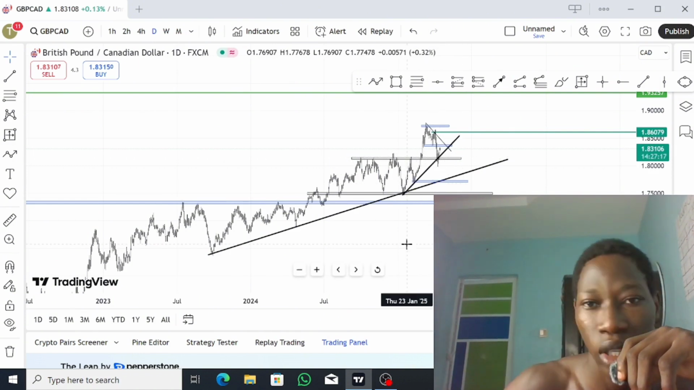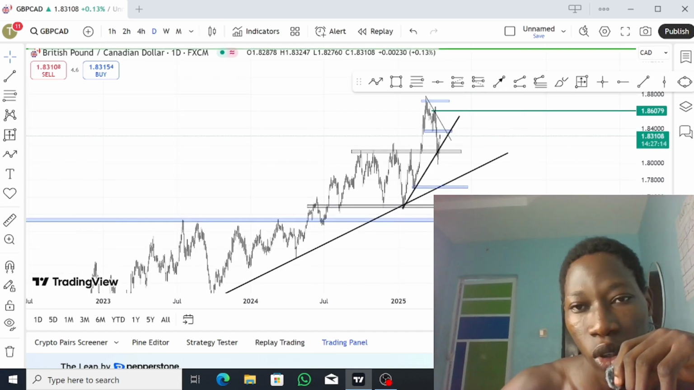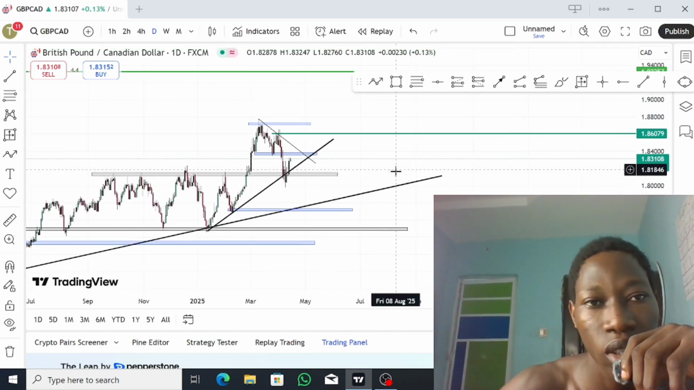So what I trade is pure price action. I do not use any form of indicator or anything, right? The indicators I use are all these Fibonacci retracements and all that, right?